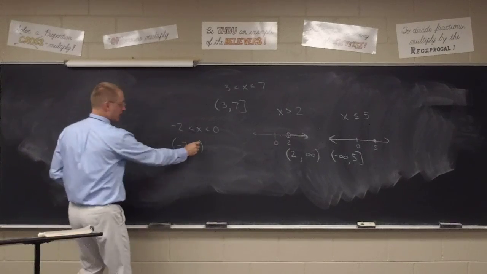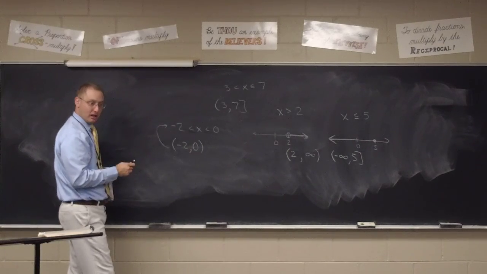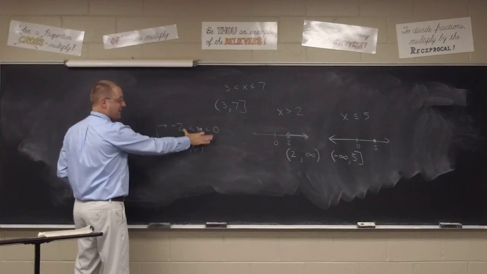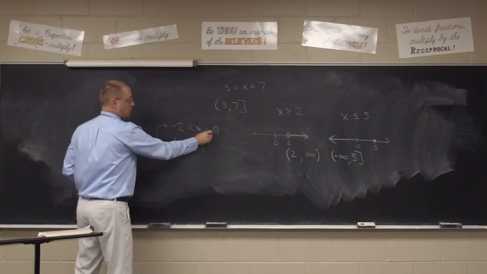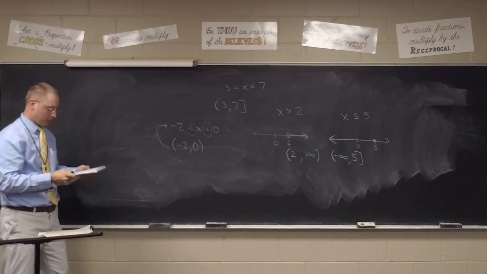Well, if I saw this, I should be able to go the other way as well, right? I know that negative 2 and 0 are the ends. I know I don't use or equal to's, and x is in the middle, right? So I should be able to go both ways.